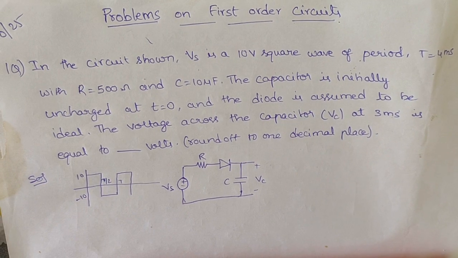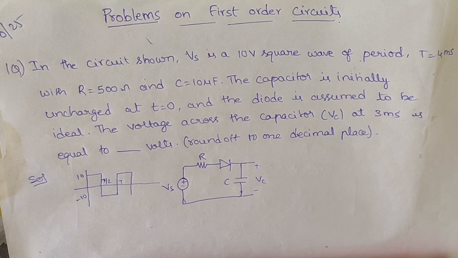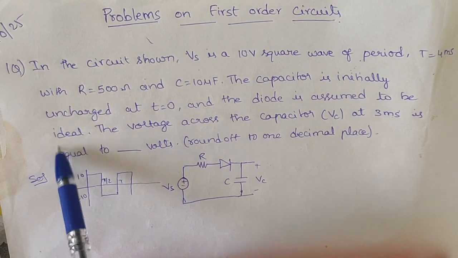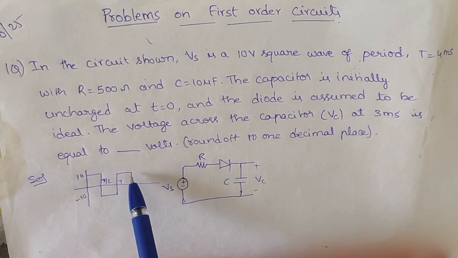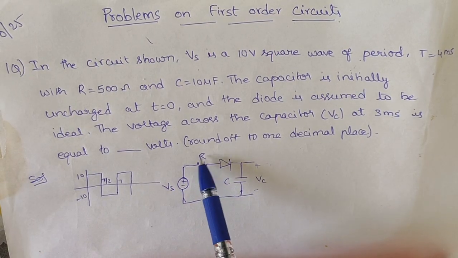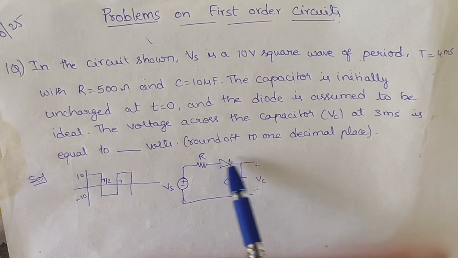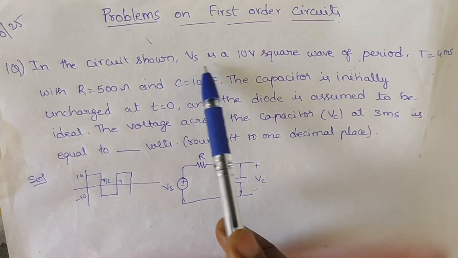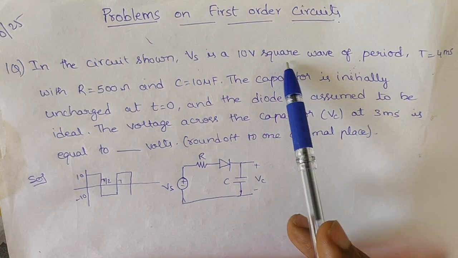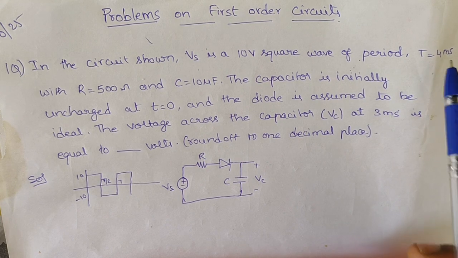Good morning everyone. Today we are discussing problems on first order circuits. In this question they have given a square wave input and a resistor, a diode, and a capacitor connected in series. Vs is 10 volts, a square wave with a time period of 4 milliseconds.